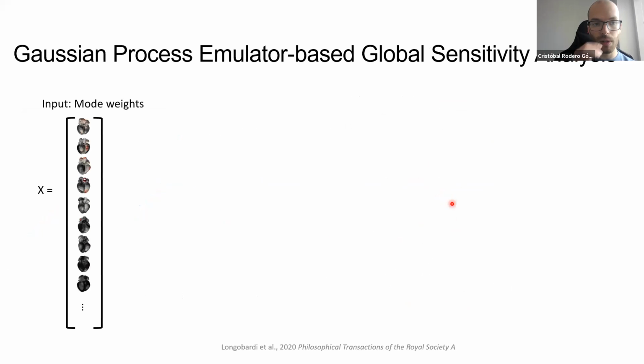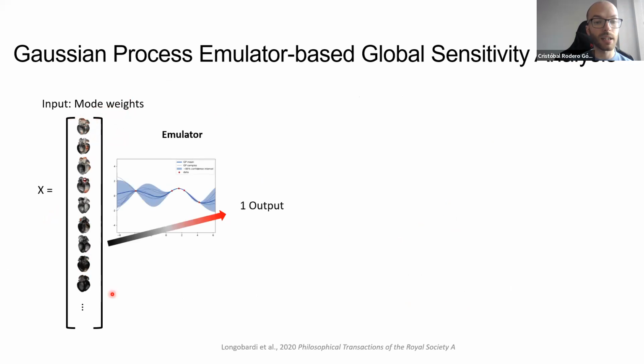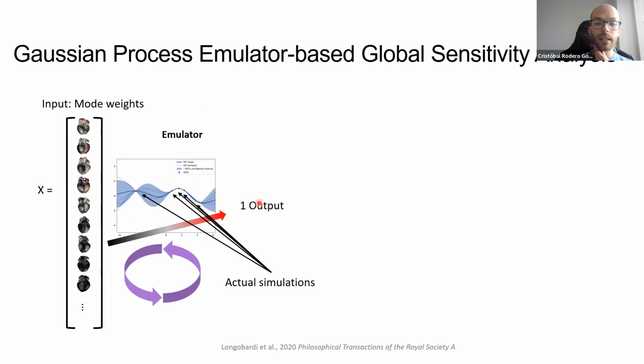So moving a bit forward, as I mentioned, our input will be the different weights of the modes, so the different eigenvalues for each heart. Then we'll do a simulation. We'll have one output, which could be, for example, changes in volume or changes in pressure, where we will use the actual simulations to train an emulator. So then we will have one emulator for each output, and then we will repeat this many times.